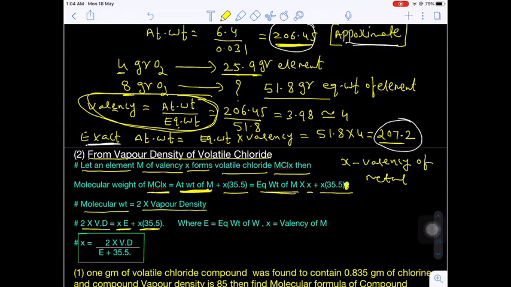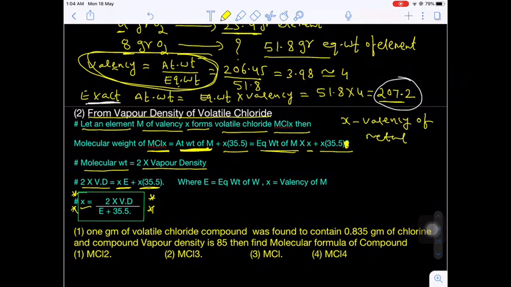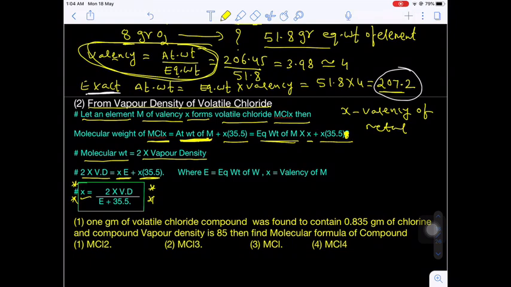Here we are taking the common X. So X is equal to 2 into vapor density by E plus 35.5. So this will be the final formula by using which we can calculate the valency of the metal. Once we know the valency of the metal, we can identify the molecular formula of the compound. We can identify the molecular weight of the compound.